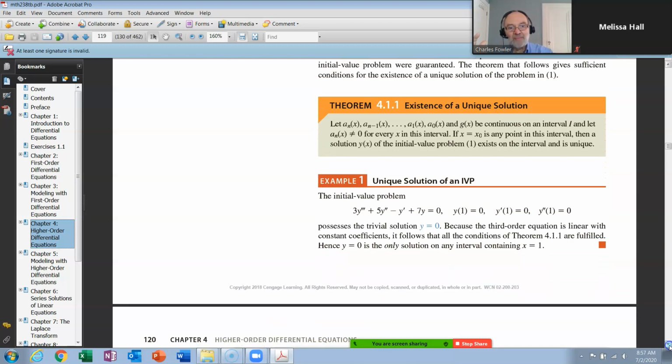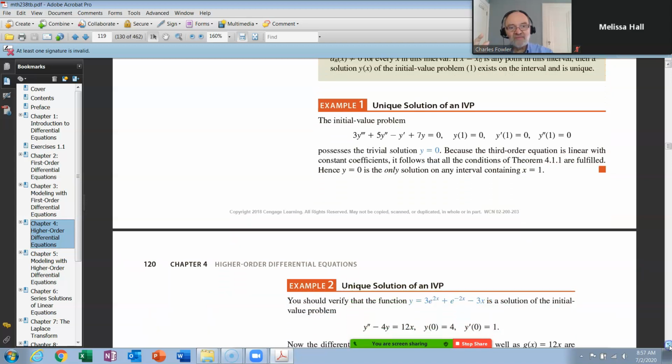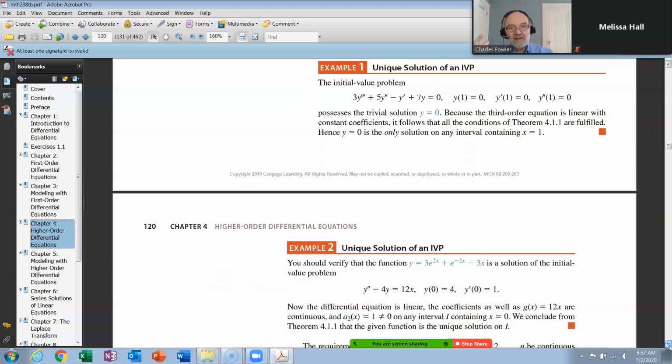All right. So here's example 1. Unique solution of an initial value problem. All right, here it is. 3y triple prime plus 5y double prime minus y prime plus 7y equals 0. Okay? Now, we know that y at 1 is 0, y prime at 1 is 0, and y double prime at 1 is 0. Are those enough initial conditions? Yes, your maximum derivative is the third derivative, and you have 3 initial conditions, starting with y, ending at y double prime, not y triple prime.